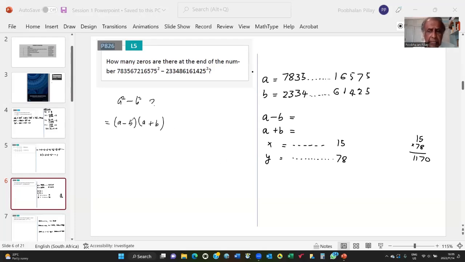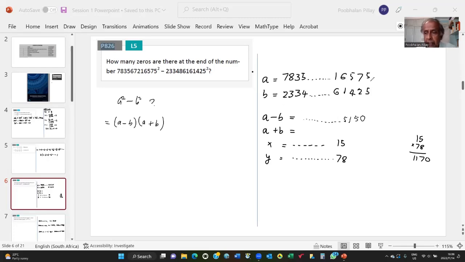So let us see what A minus B is. We are only interested in the end. When you subtract these two, you get 5 minus 5 is 0, 7 minus 2 is 5, 5 minus 4 is 1, 5, and so on. At the end, I'm interested in what happens at the end. That's A minus B.